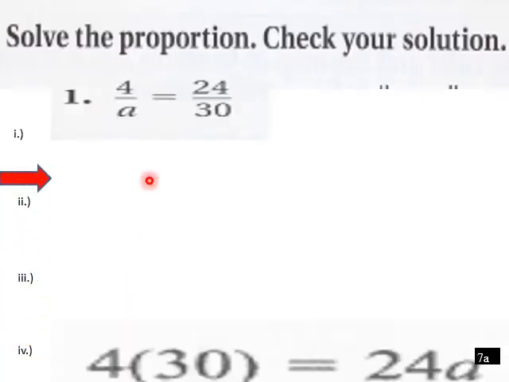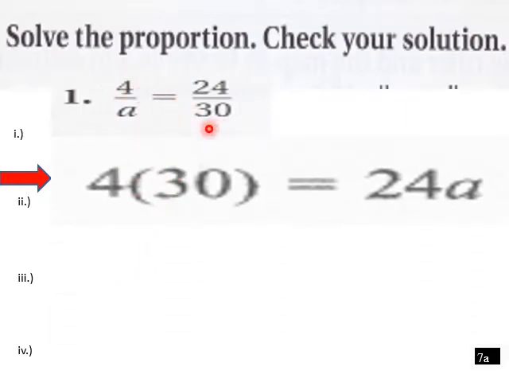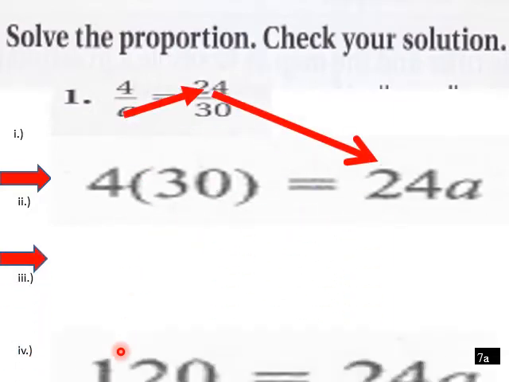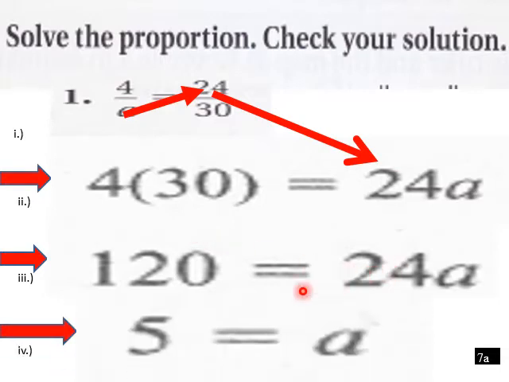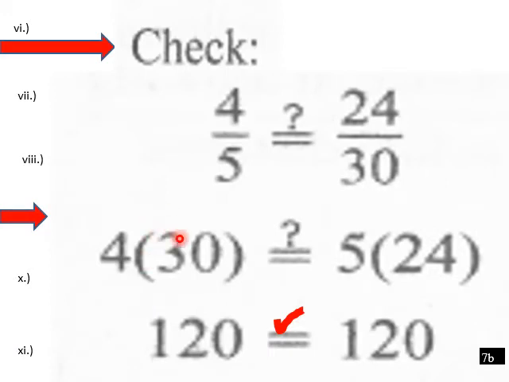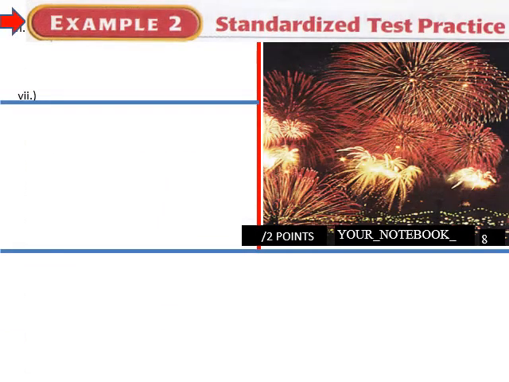Meanwhile, we're going to do that. So what do we do here? Here's our original. 4 times 30 equals 8 times 24, and then we solve for a. 120 equals 24a. We divide through by 24, and a equals 5 for this proportion. Check: we stick it back in, 4 times 30 equals 5 times 24, and it checks out.